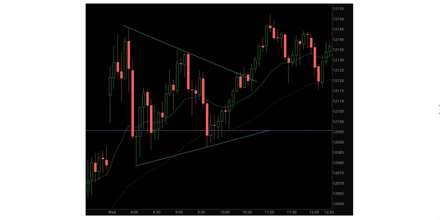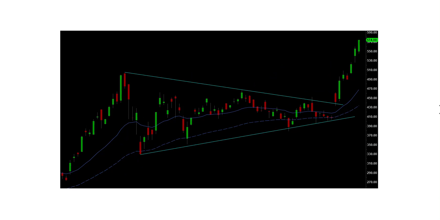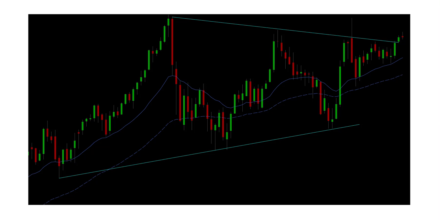And I have other examples here. This one here is the daily on the NASDAQ. And what do we have? One, two, three pushes here. One, two, three. Tried breaking out here, but failed. And it looks like after the third push, it's trying to break out to the upside.